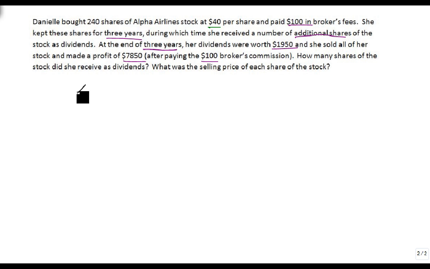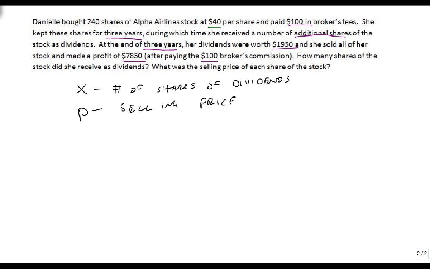Let's get our unknowns now. Let's say X is the number of shares of dividends, and let's let P be the selling price of the stock, because it's all the stock, not just the dividends. So, the first thing that we're going to get is an equation that tells us that X times P is equal to $19.50. That's how much money we got when we sold X dividends at P dollars per stock.